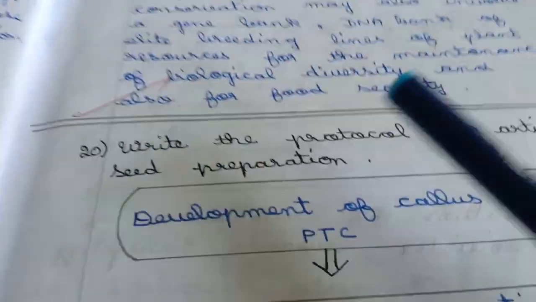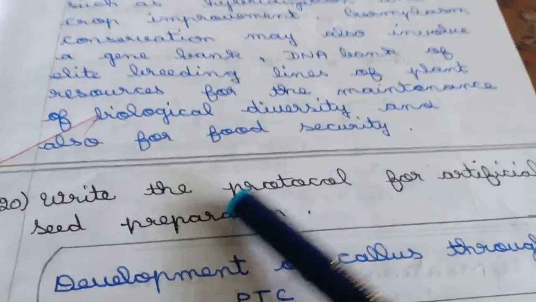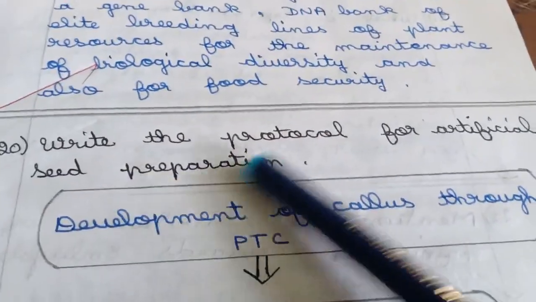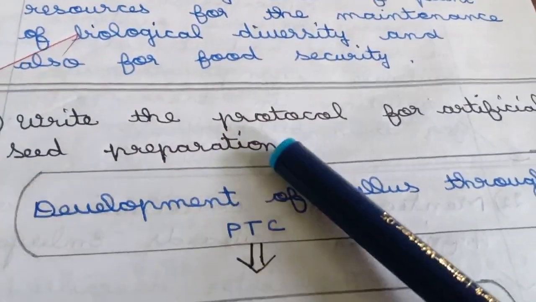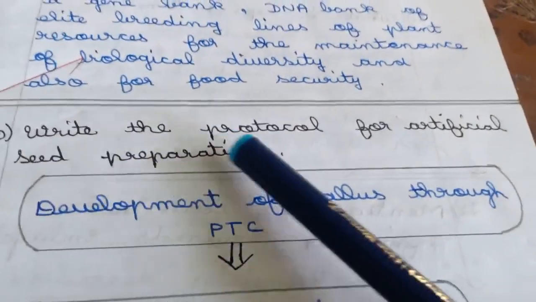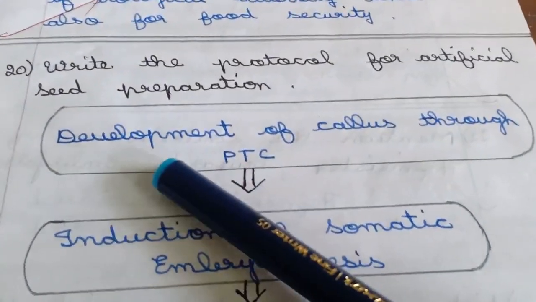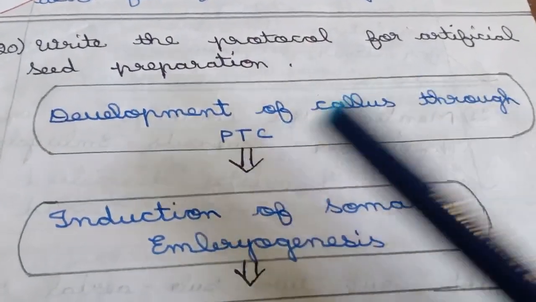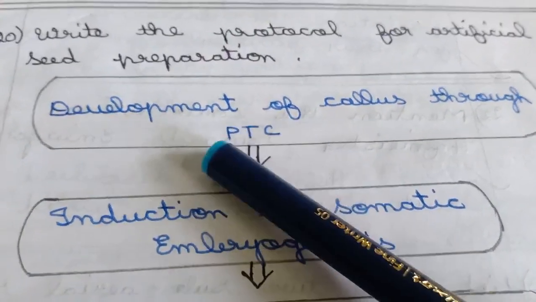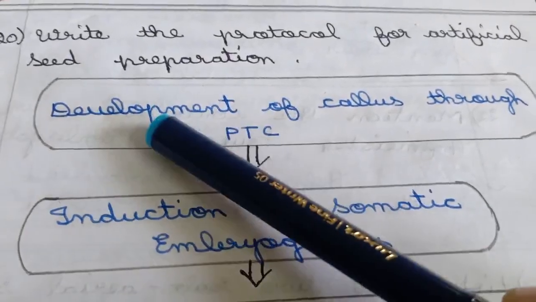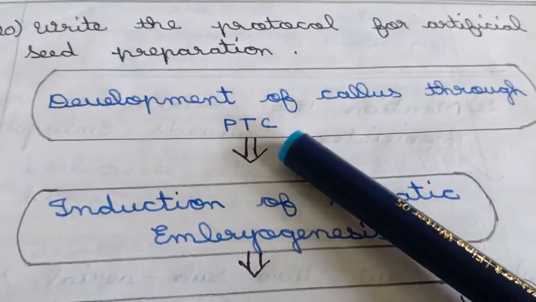Now let's move to the last question. Write the protocol for artificial seed preparation. Protocol. What are the steps involved in the artificial preparation of seeds? Okay, first we have the development of callus through PTC. It is nothing but plant tissue culture. Development of callus through plant tissue culture.